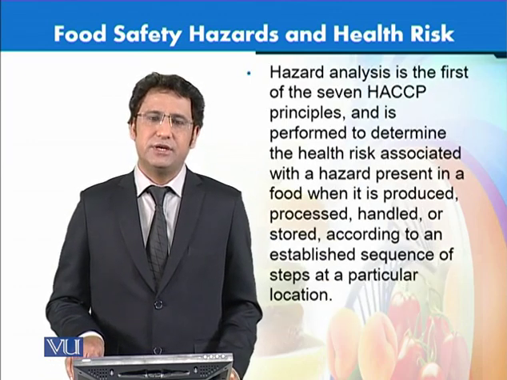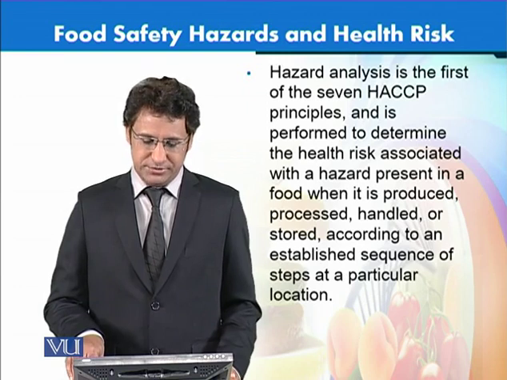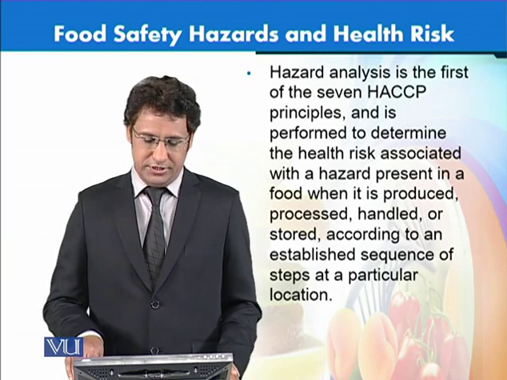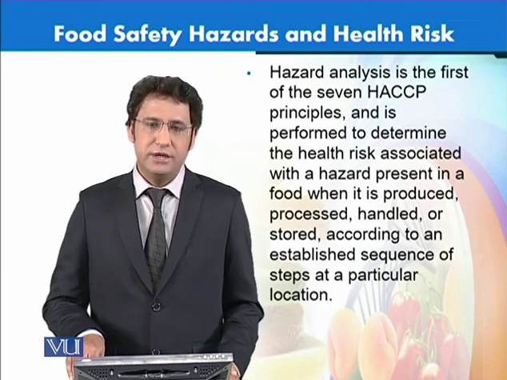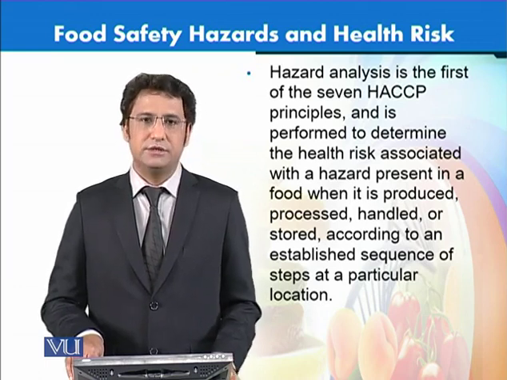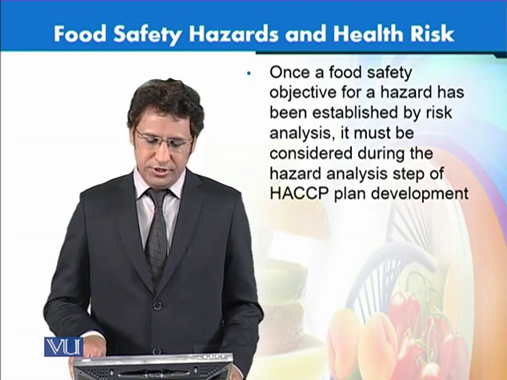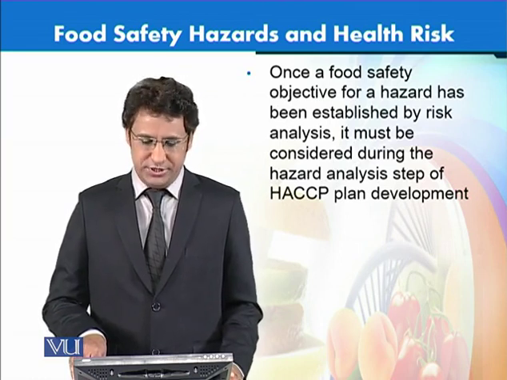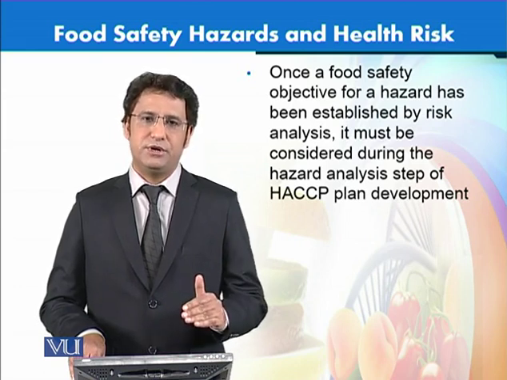Hazard analysis, as we discussed earlier, is the first principle out of the seven principles of the HACCP system, and it is initially done to assess the health risk involved with any hazard that we are considering at any stage. For example, it can be at the time of processing or handling, storage, distribution, or any other subsequent steps before the food is consumed. Once we have the food safety objective of a hazard established, it is considered as the next step for the HACCP system.